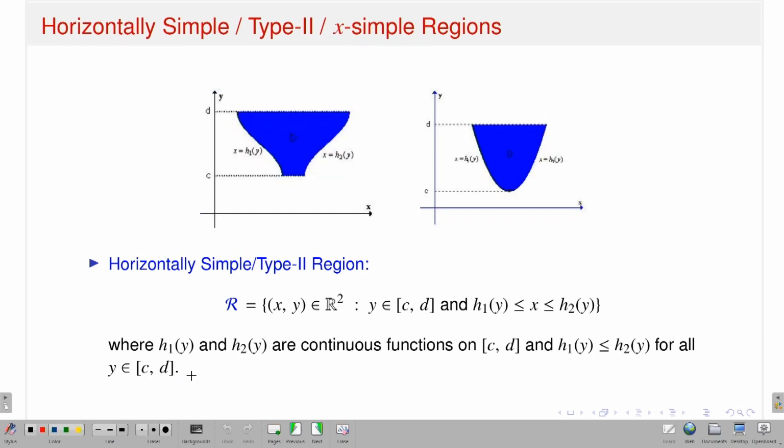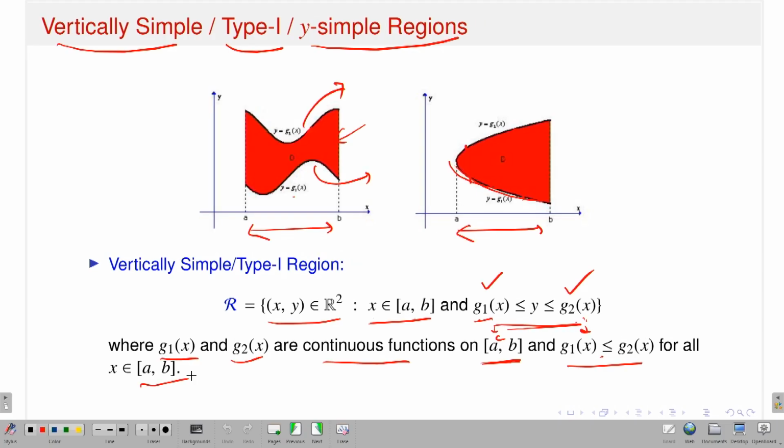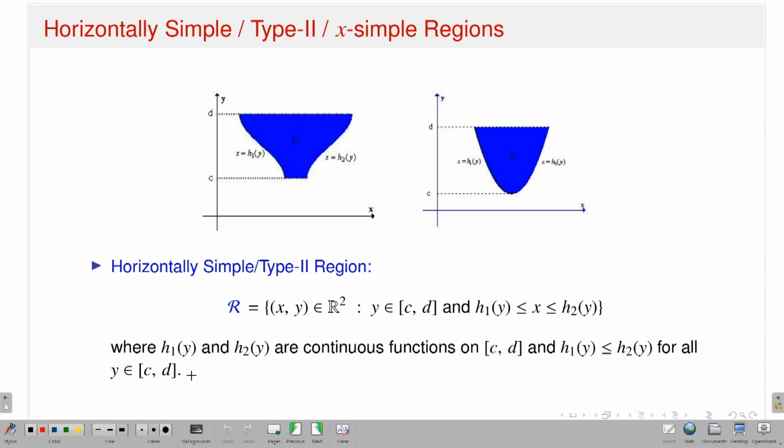Then there is a notion of horizontally simple. Of course, you can now easily connect. If it is vertically simple, that means I am keeping x in the closed interval ab and y varying from a function of x to another function of x. Then what is type 2 or horizontally simple? Then you keep your y variable fixed and vary x from a function of y to another function of y. That is exactly what I am doing. So this is c to d, y is fixed, and I am varying x, from here to here.